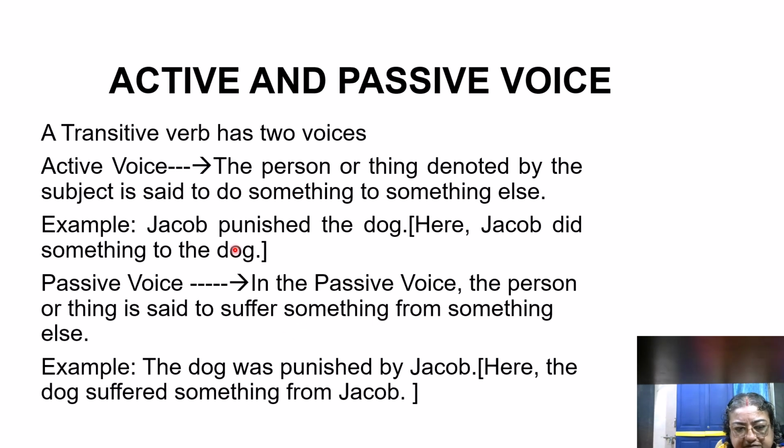So the object becomes the subject here, that is, the person or thing. Here I have used the dog as the object, so the dog comes first and he suffers from something else, and here something else is Jacob. If you see the example, the dog was punished. The format will be like this: the dog was punished by Jacob. So here the dog suffered something from Jacob. Got it? It is clear.